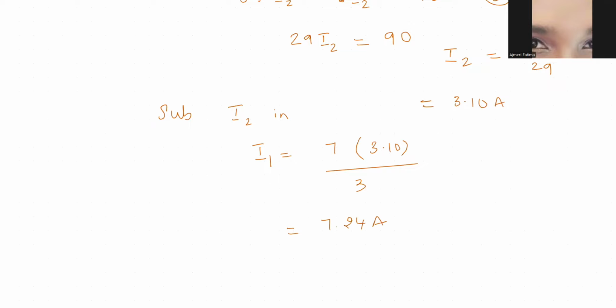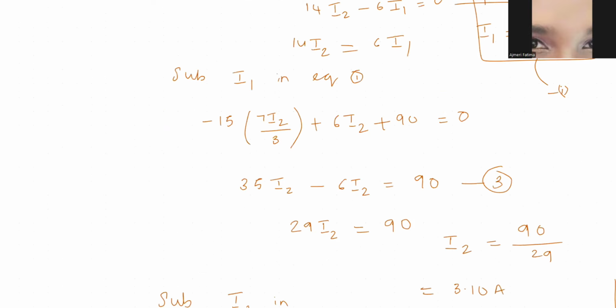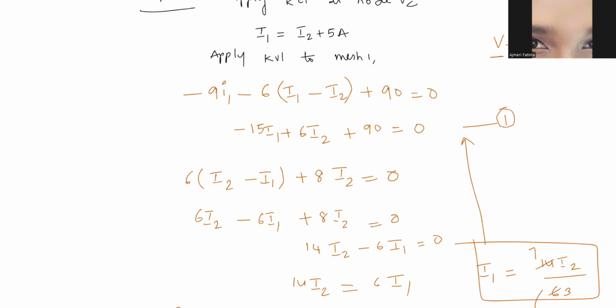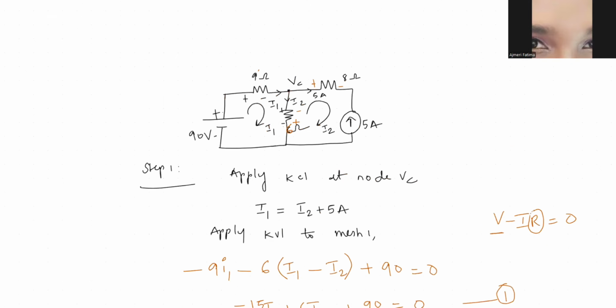As this question has a current source, this is somewhat different when compared to other problems. If you see, there is one voltage source that is 90 volts given and one current source that is 5 ampere. How are you differentiating voltage source and current source? If it's a voltage source, you'll have a battery, and if it's a current source, you'll have an arrow.